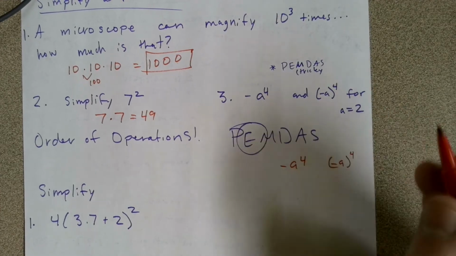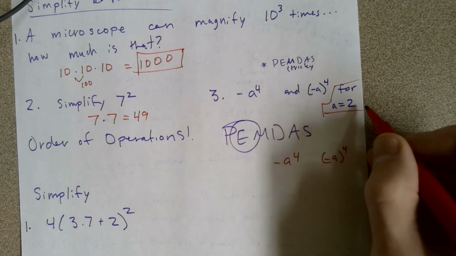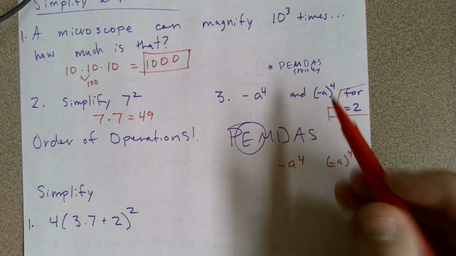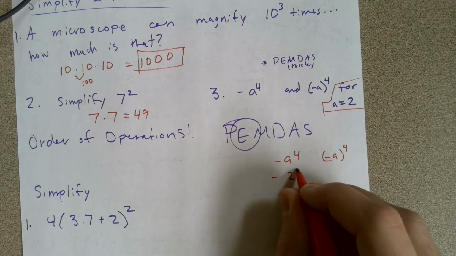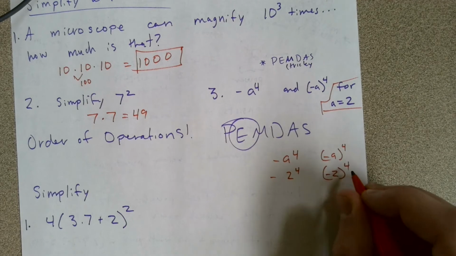And they tell us for A equals 2. I remember what this means right here is I'm going to plug in A equals 2. For every A I see, I'm going to plug in 2, so I'm going to start by doing that right now. There's one of mine. There's the other one of mine.